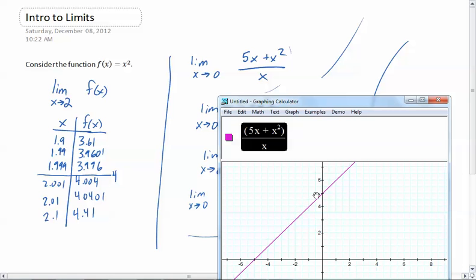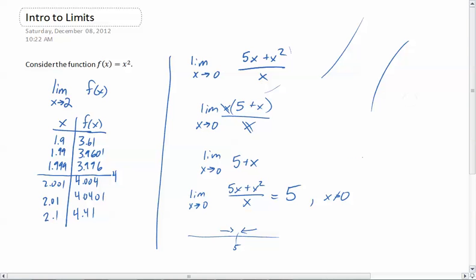See, as I come from the left, I approach 5. As I come from the right, I approach 5. That means that it converges. Now, that's not always the case.